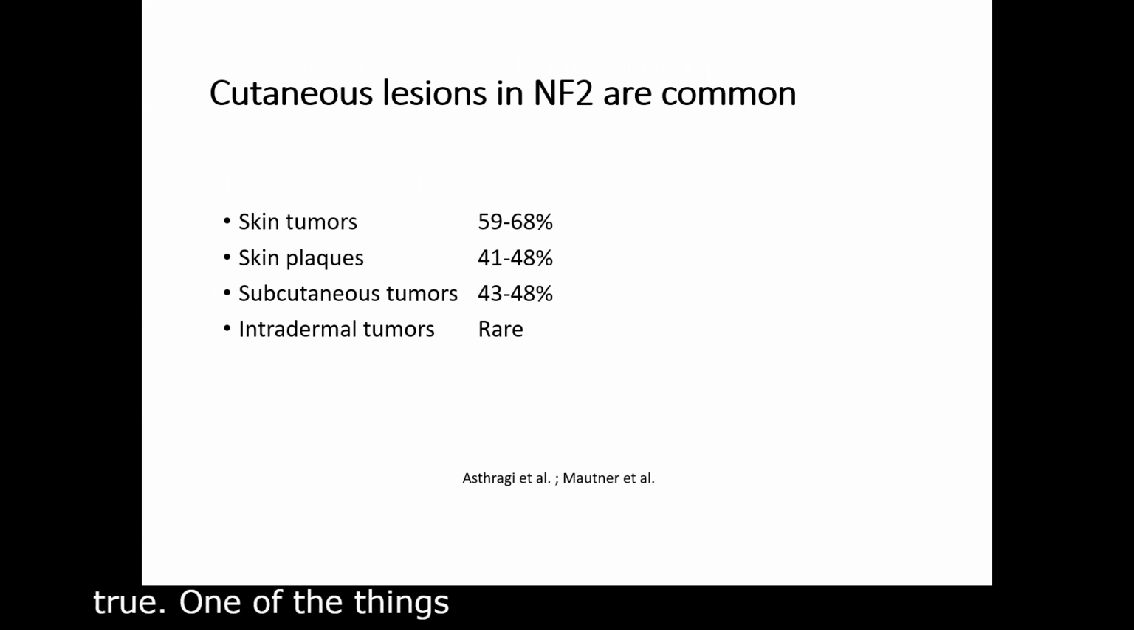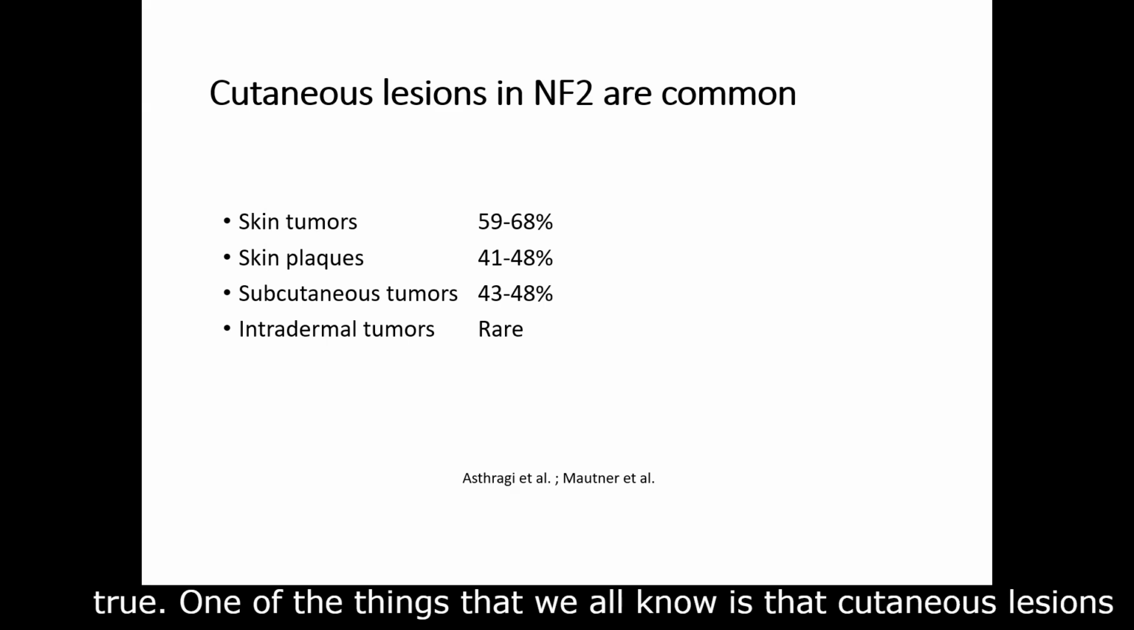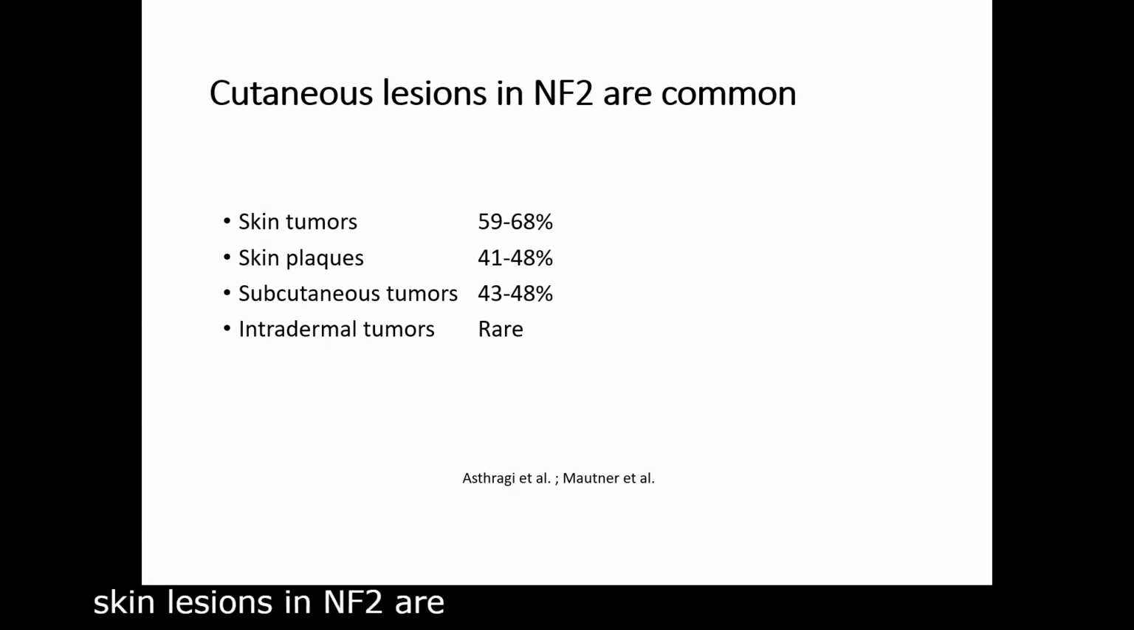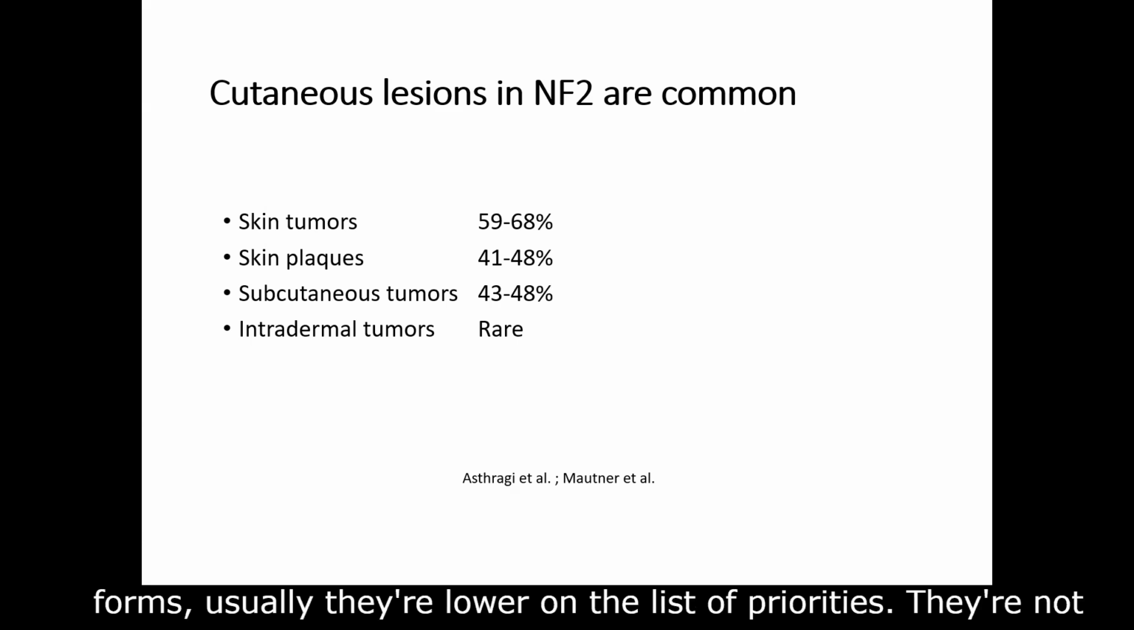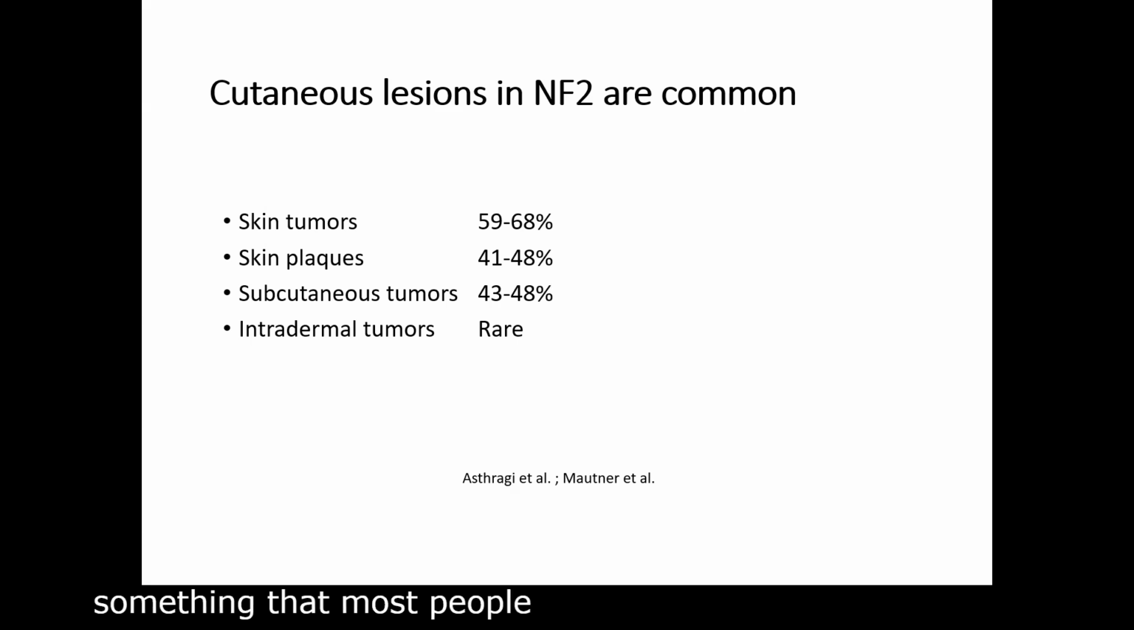One of the things that we all know is that cutaneous lesions or skin lesions in NF2 are quite common. They appear in different forms. Usually they're lower on the list of priorities. They're not something that most people have a lot of trouble with. Some are sensitive, some can cause disfiguration, but generally we don't talk too much about treating these tumors.